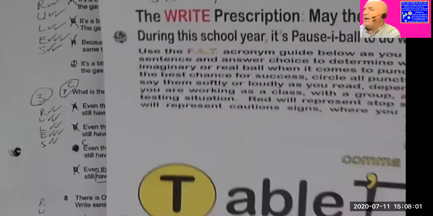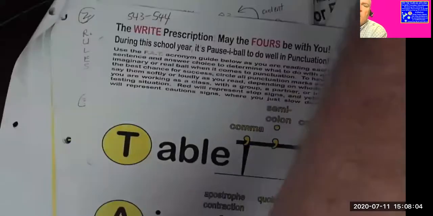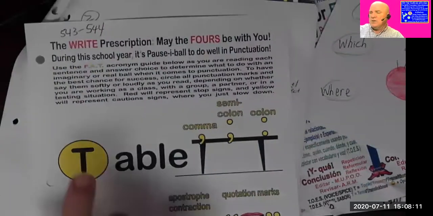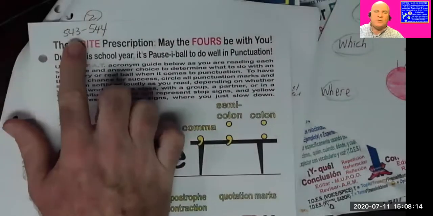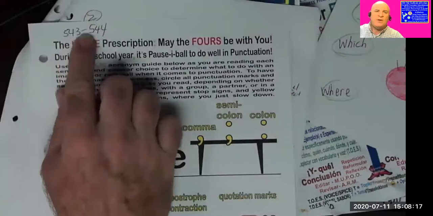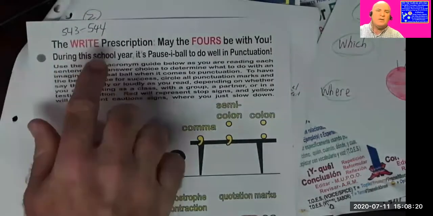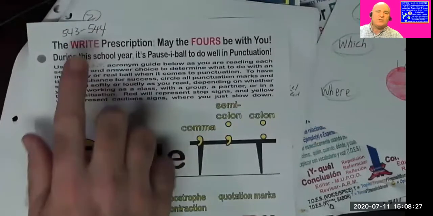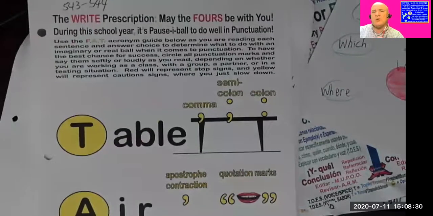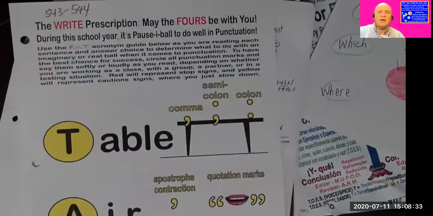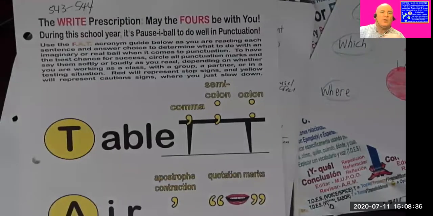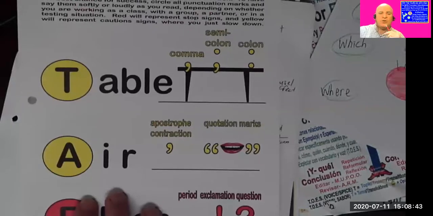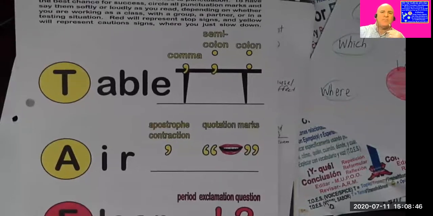Now, you guys that came to the webinar, in today's email, I sent you this. So if you didn't attend the webinar on Thursday, but you do have the digital copy of the binder, you should find this FAT guide on pages 543 and 544 of the binder, the new and the old versions. It's: what do you do with the real or imaginary ball whenever you see a comma, a semicolon, or a colon? You bounce the ball on the table. T. When you see an apostrophe, a contraction, or quotation marks, you toss it up in the air. A.